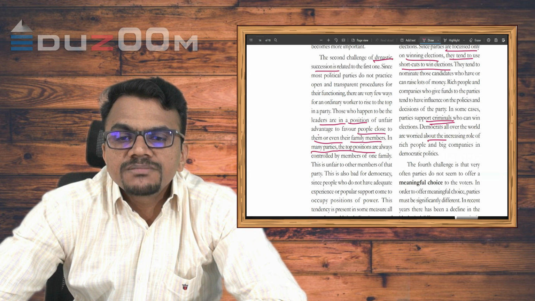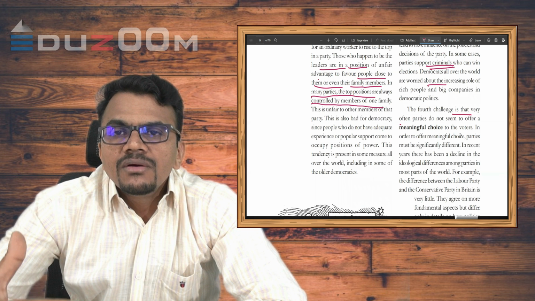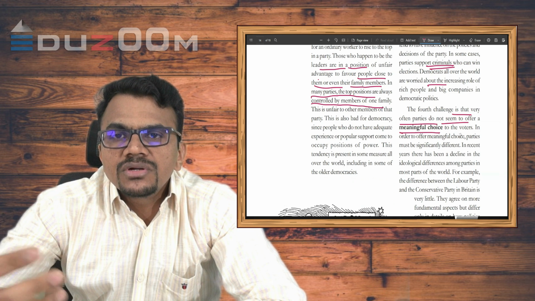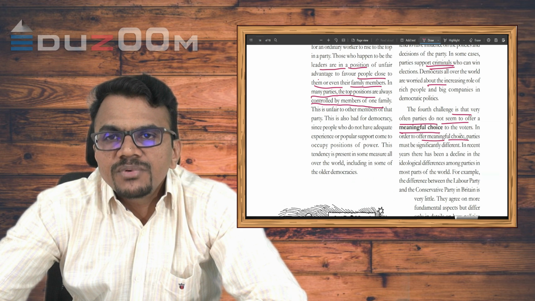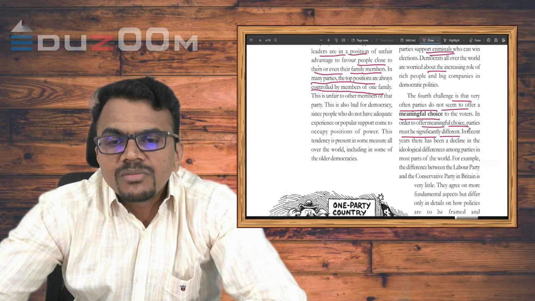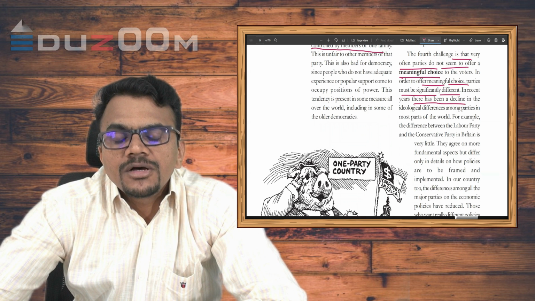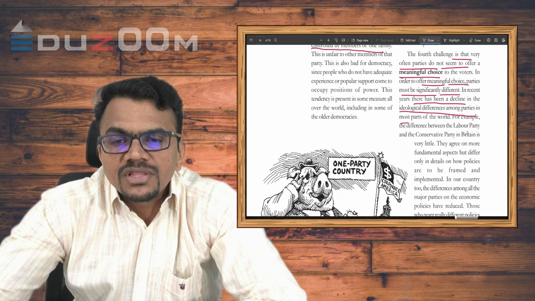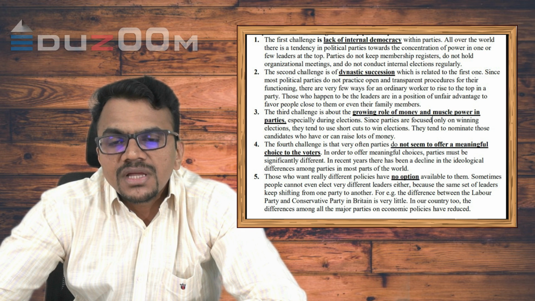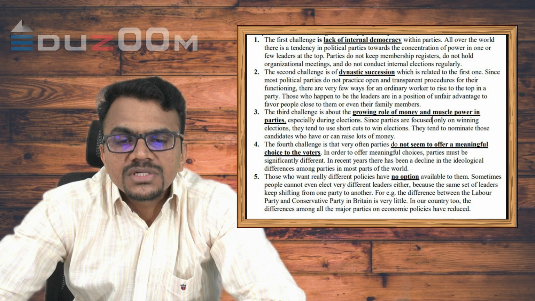Then the other point is that parties do not give meaningful choice to the voters, which means when voters are looking at 2 or 3 political parties, there is no difference. Every political party looks the same or has the same propaganda. That is a problem which the voters are facing. So finally, if there are no meaningful choices for the voters, then they will vote for any of the parties. That is what is called no meaningful choice for the voters. That is another point to be written about challenges to political parties.